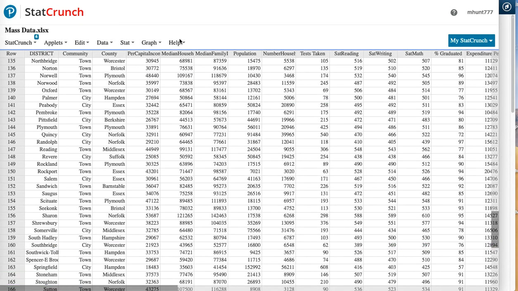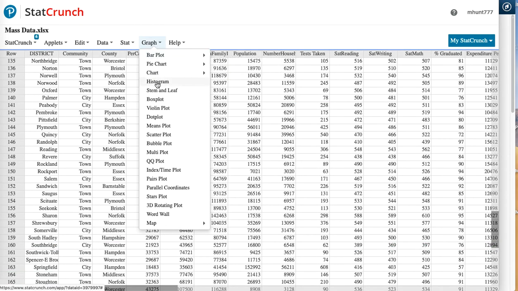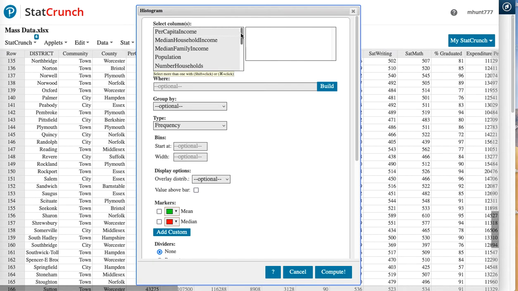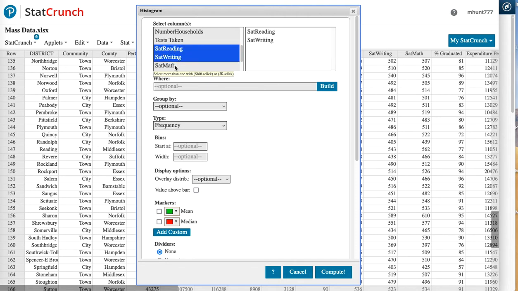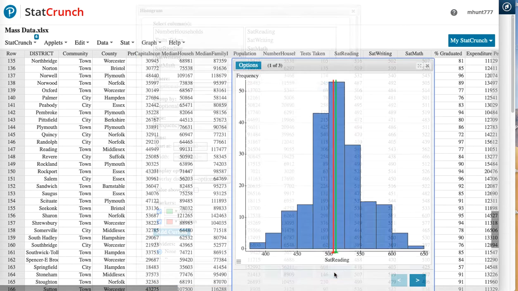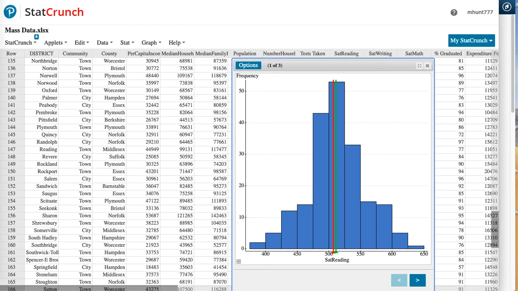Why don't we take a peek at histograms? Suppose we want to do the same thing. We want histograms for reading, writing, and math. I'm holding my command key, and I'd like means and medians to be displayed, and I'm going to compute them. Now we have to display those on separate pages. There's a page for SAT reading. I'm looking at it. It looks very symmetrical.